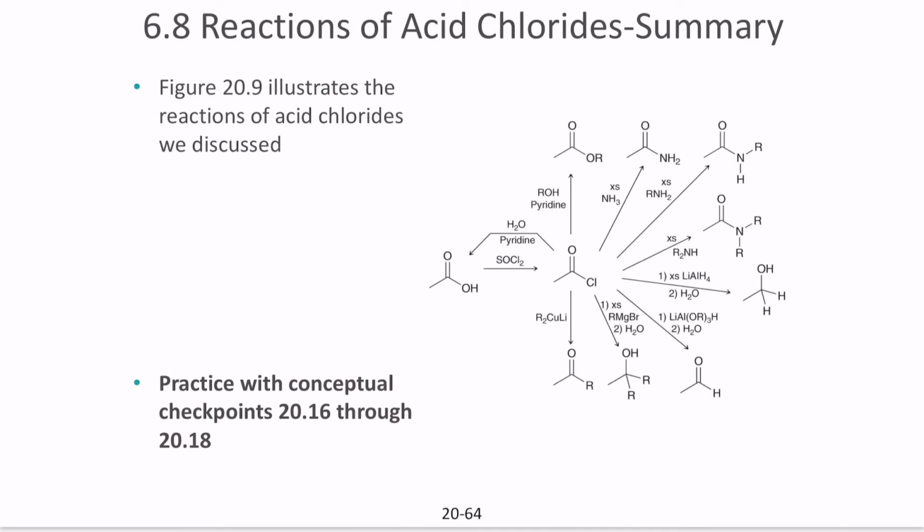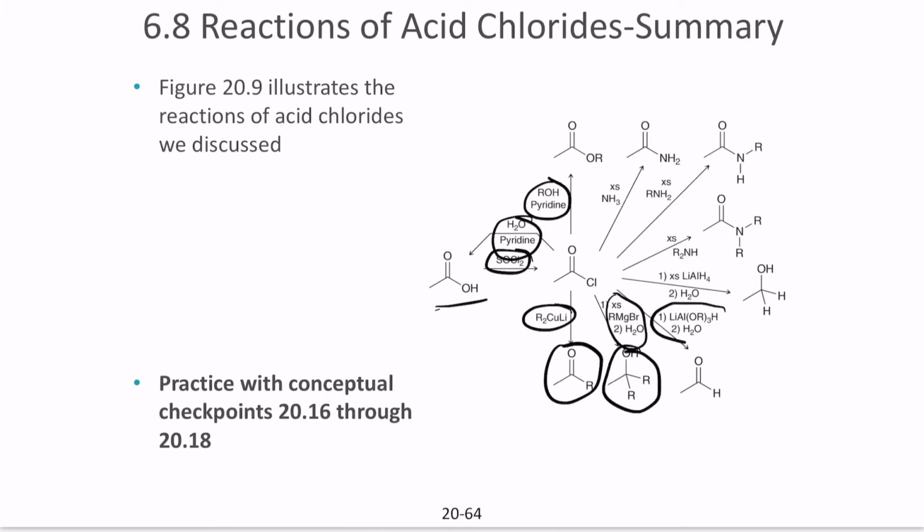So this is the summary of the reactions that we saw in this lecture. When we use an alcohol, it creates an ester. When we use H2O, it creates carboxylic acid. When we use SOCl2, the carboxylic acid can be converted into an acid chloride. When we use Gilman reagent, it creates ketones. When we use Grignard reagent, it creates tertiary alcohols. When we use lithium tri-tert-butoxy aluminum hydride, that creates aldehydes. When we use lithium aluminum hydride, you create primary alcohols.